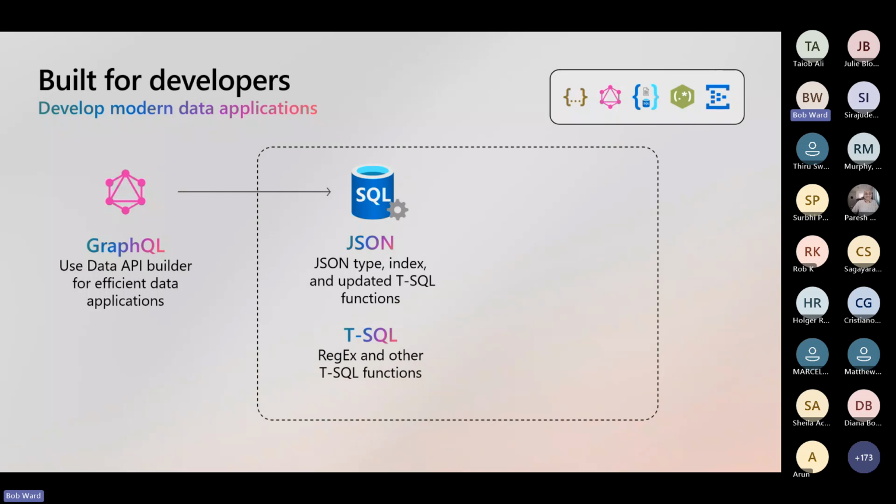Number one, a native JSON type and a JSON index on that type, and new T-SQL functions to do contained searches for those JSON types. Really excited to see that land for SQL Server 2025. That's also in the cloud. We've already announced the preview program for regular expression support for T-SQL. That will also land in SQL Server 2025.